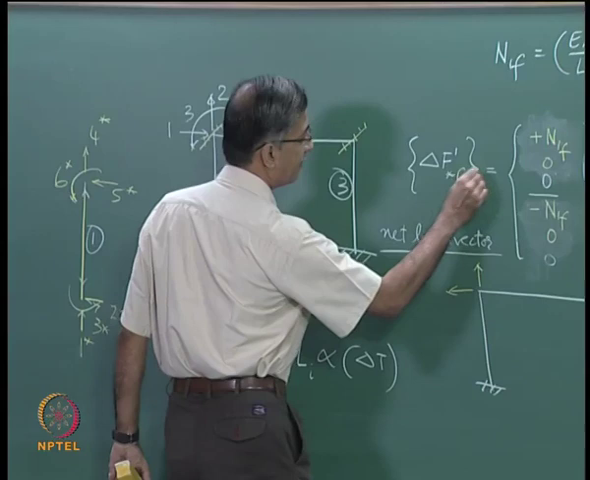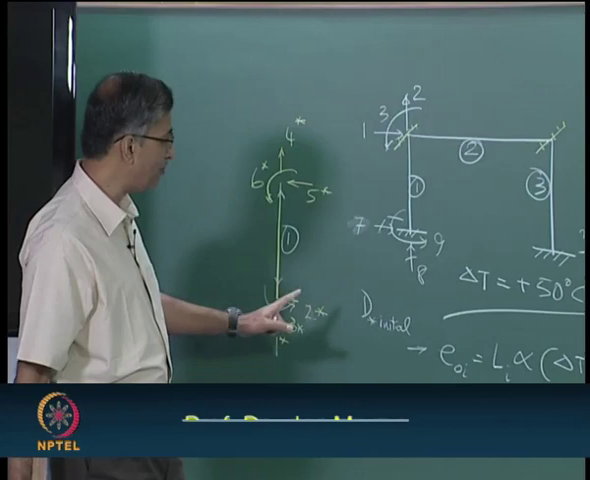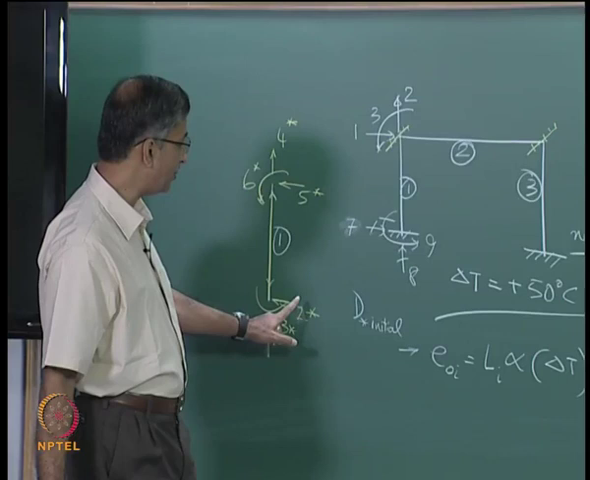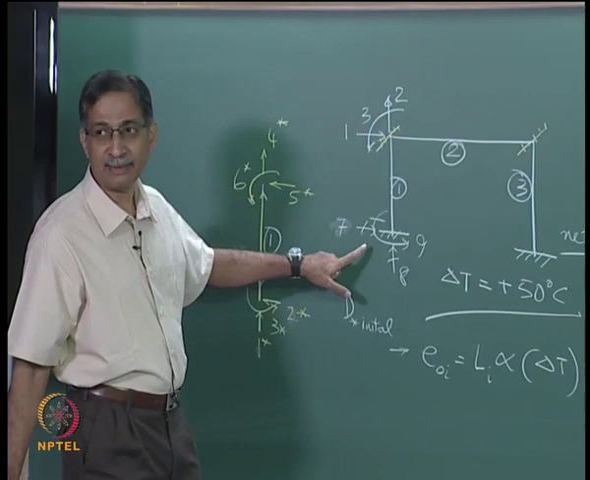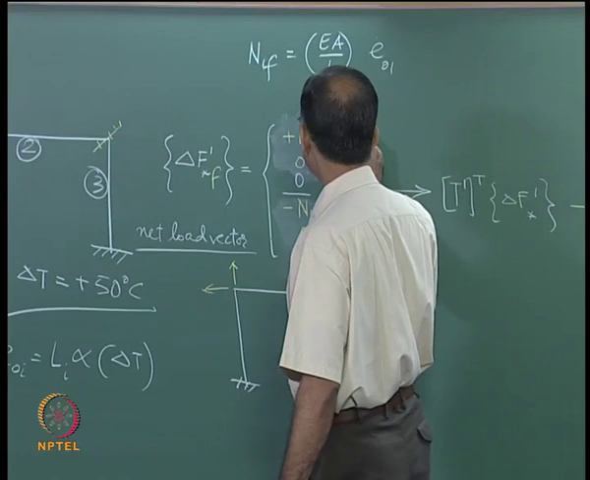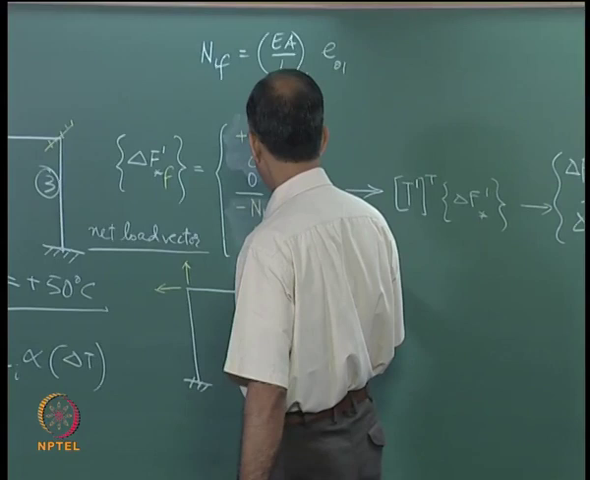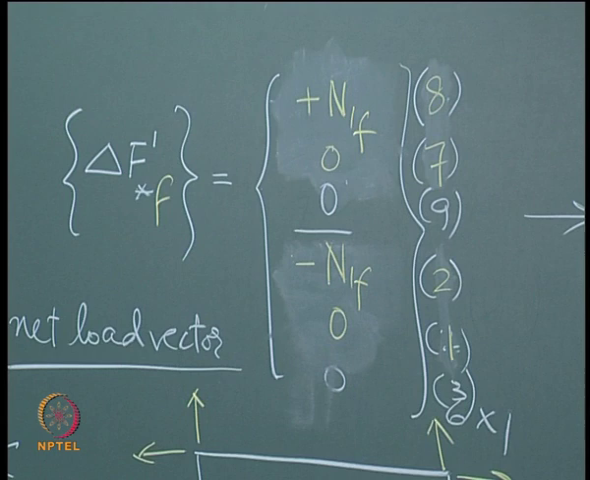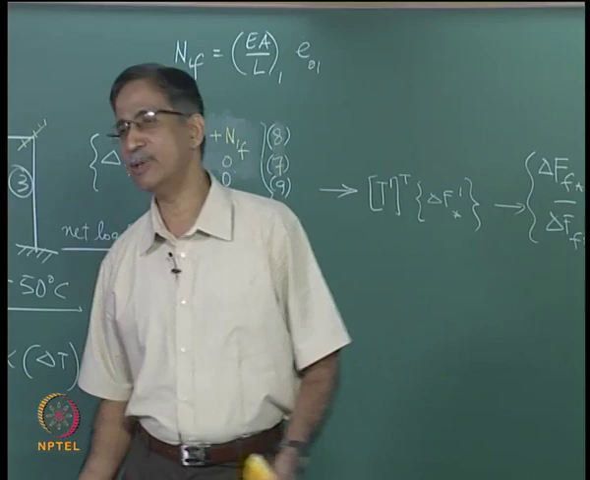So the mistake we made was in putting the linking coordinates. 1 star actually matches with 8 star, not 7 star, and 2 star matches with 7 star. So that is a correction we need to do. So this will be 8, this will be 7, this will be 2, and this will be 1. So you strictly follow the fixed end forces at the element level and place the linking coordinates which come with your TI matrix. Be careful. Thank you.